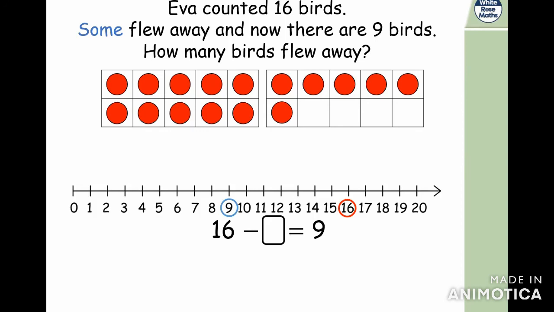Okay, let's cross off some counters. I'm going to cross off all of these in this second 10 frame, because I'm trying to get to the nearest 10. So I've crossed off 6. That's a jump of 6. I can see from my number line there's just one jump of 1 more to do. So I've done a jump of 6 and a jump of 1, making 7 altogether. 16 subtract 7 is equal to 9.